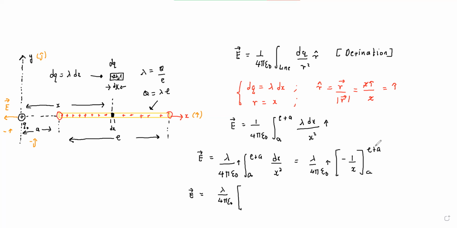We need to insert the upper bound, which means it's negative 1 over L plus A, minus, so it's minus minus, which is plus 1 over A, right? So now we can rearrange this equation to find the electric field to be lambda over 4 pi epsilon 0, 1 over A. We're missing something here. We're missing i, right? 1 over A minus 1 over L plus A, times i.